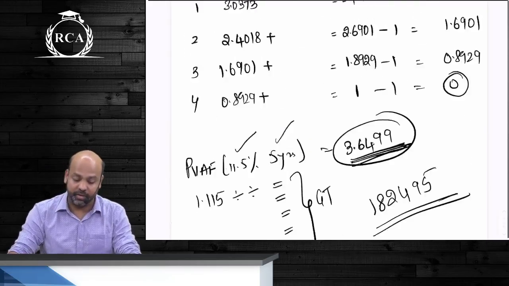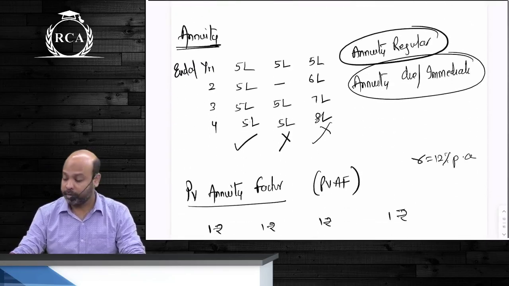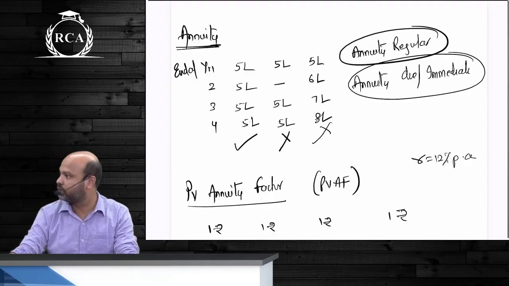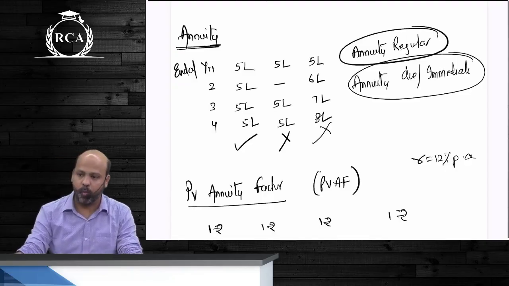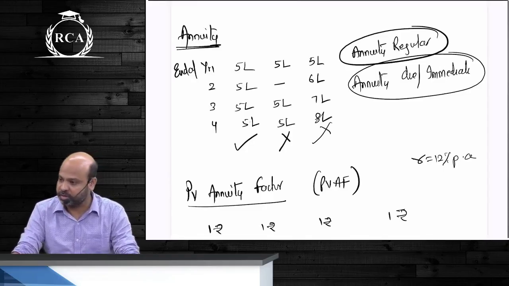Write this heading, guys. Annuity. Annuity is a series of cash flows.